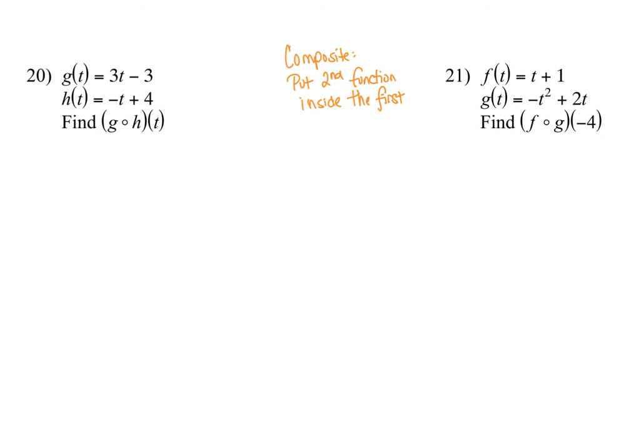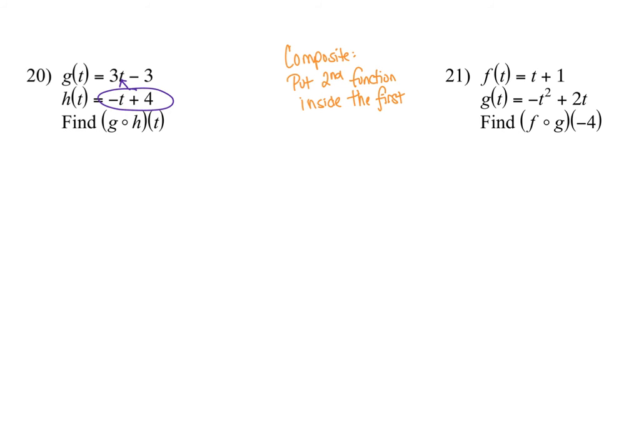So with composite, you are putting one function in another, and order does matter. So when it says g of h, it means h goes into the g function. The first one just has a variable, which means my final answer will be a new function. The second one has a number, which means my final answer will be a number. So for the first one, I'm just thinking of it almost like substitution. I'm going to take this h function and I'm going to put it in to the g anytime there is a variable.